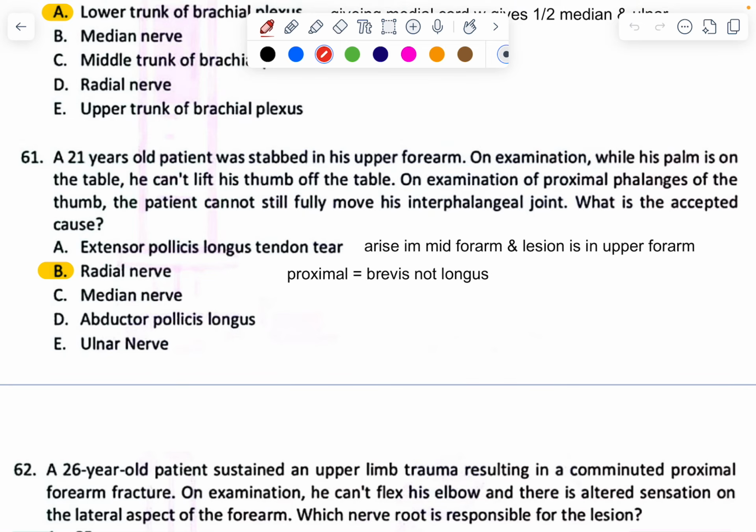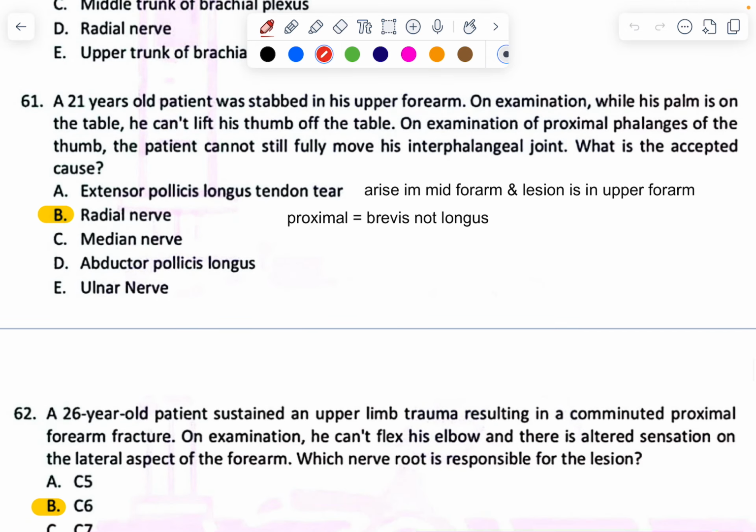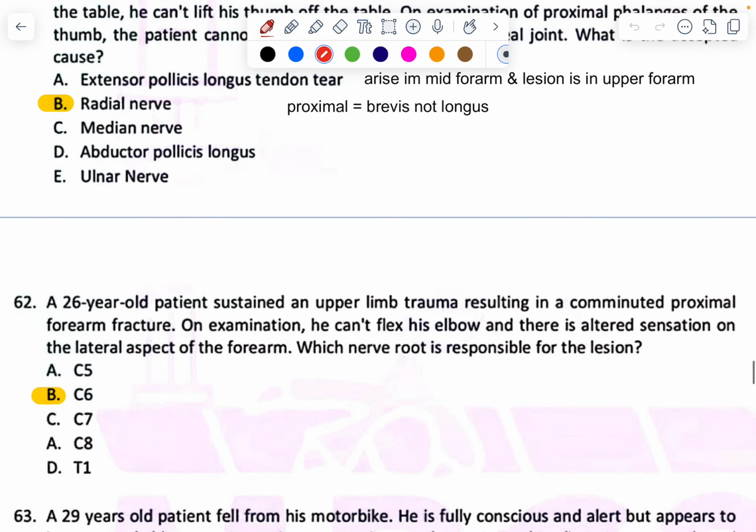A 26-year-old sustained upper limb trauma resulting in a proximal forearm fracture. On examination, he can't flex the elbow, and there is altered sensation in the lateral aspect of the arm. Flexion of the elbow is done by biceps, brachialis, brachioradialis, and all these muscles, and sensation. Which nerve roots? So again, C5-6, musculocutaneous nerve is arising. C6, so lateral skin supply, lateral forearm is C6.